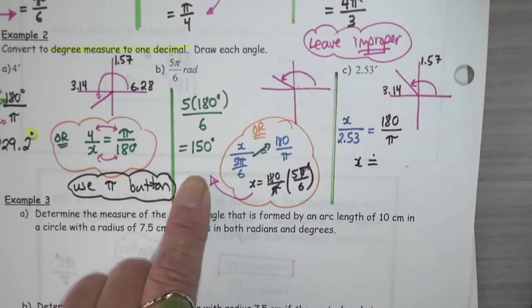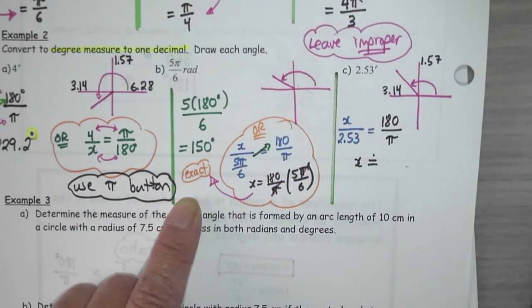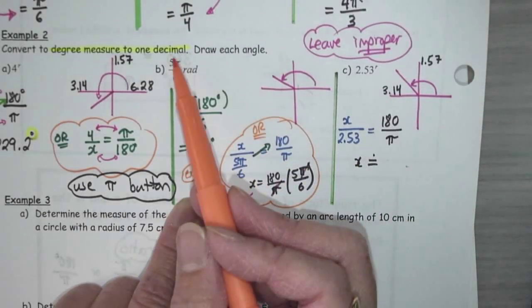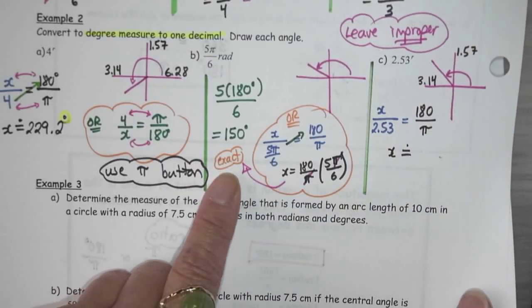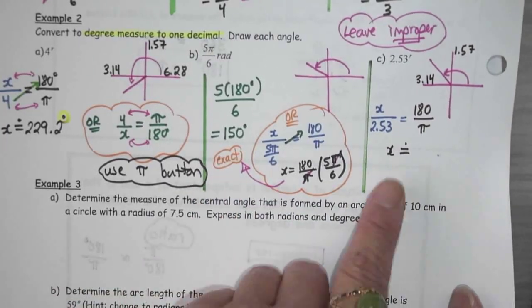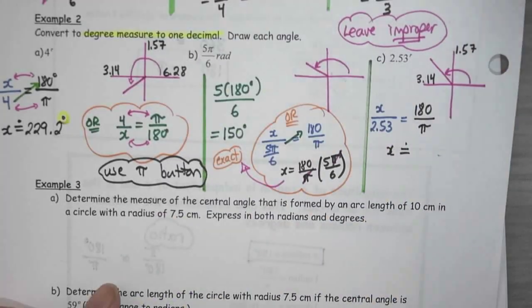So this is why I want to point this out. This is exact. Does that make sense? There was no decimal place. The question says to 1 decimal. If you get an exact answer, don't put a decimal to it. It's 150 precisely. Does that make sense? So don't put a 0.0. This becomes how much? 145 point, right?